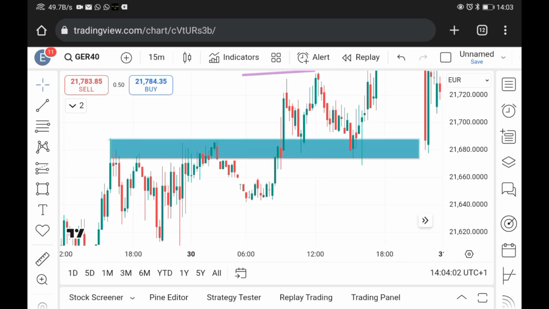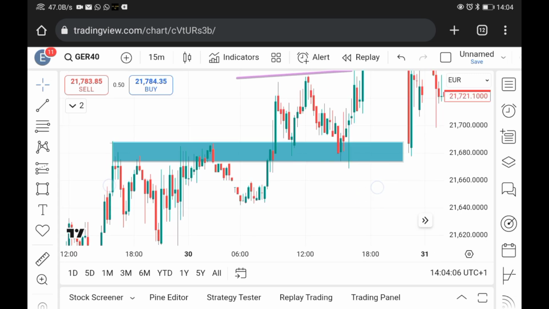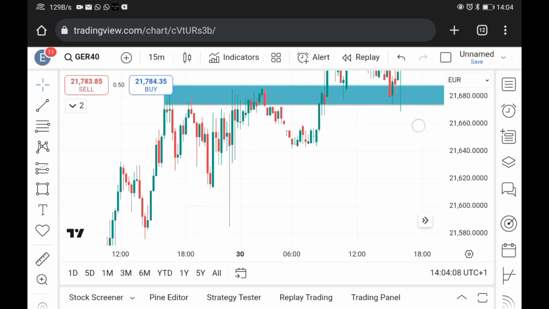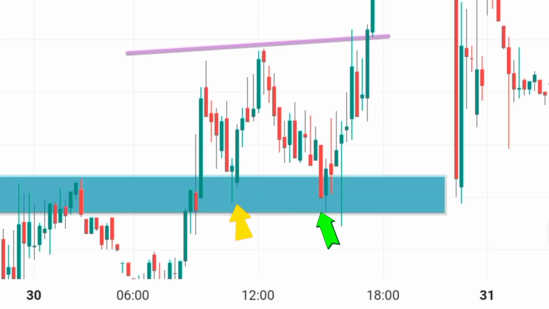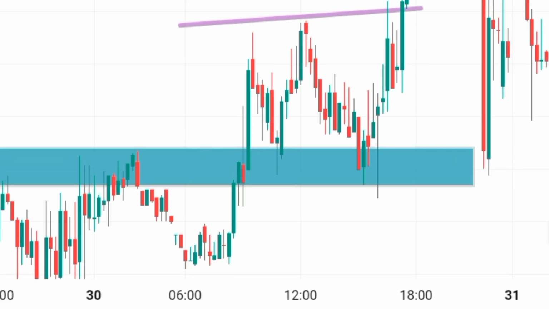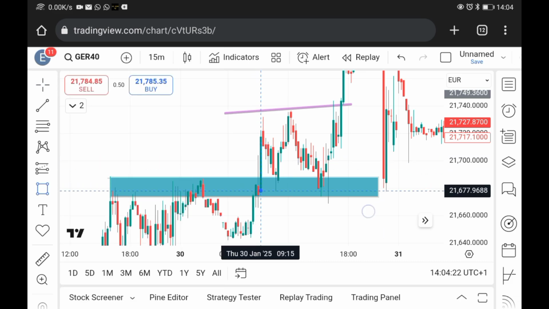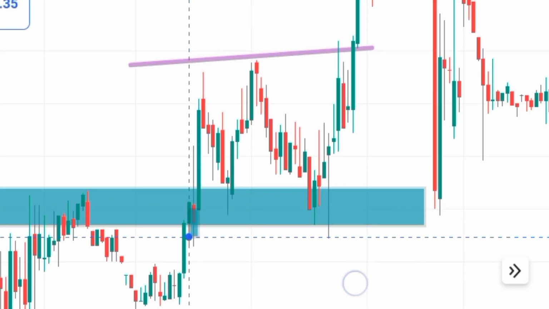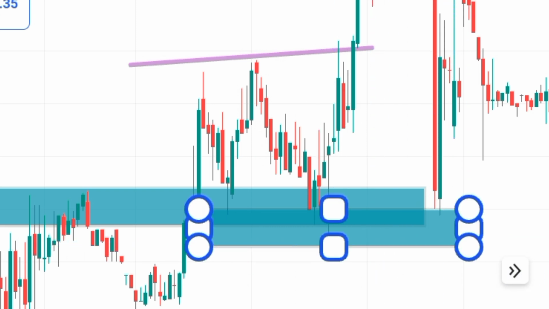Once you're done marking your zones, you wait for the market to come into that zone before you make any entry. Once the market comes into this zone, you move down to a smaller time frame and look for an entry. This very candle right here, as for me, is very important. This very candle that really takes out those highs right here is very important.